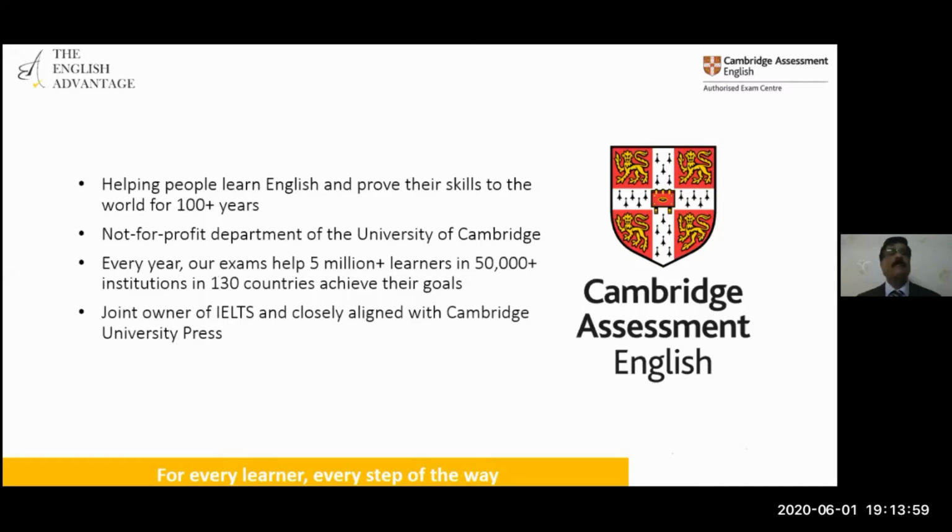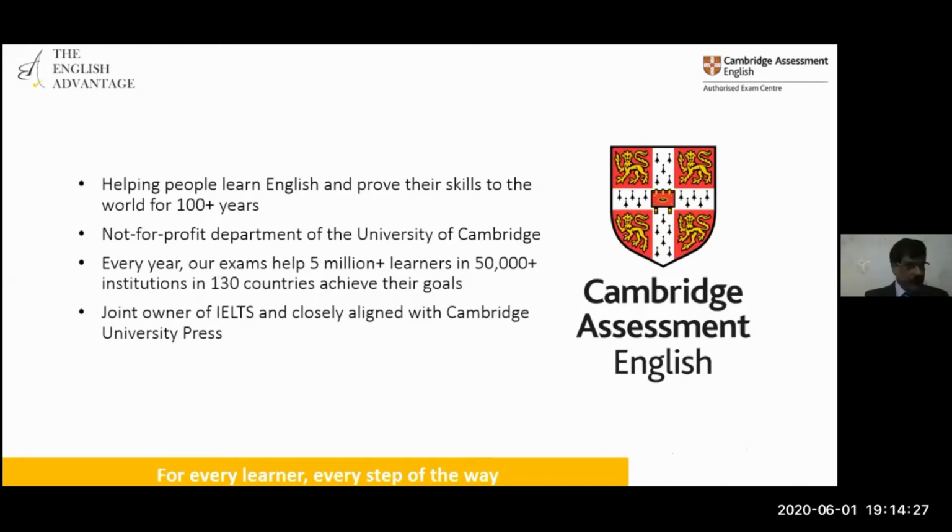There are more than 5 million people who have taken the Cambridge exams to date, and more than 50,000 institutions and more than 163 countries in the world recognize the proficiency from the Cambridge English exams. Cambridge is also a joint owner of the IELTS exams, which is aligned with Cambridge. The other institution, of course, being the British Council.